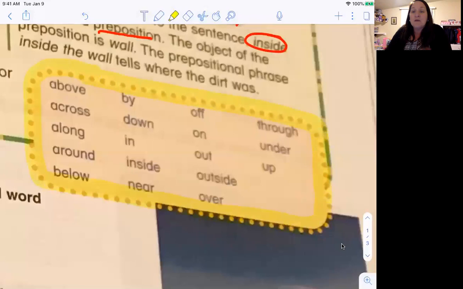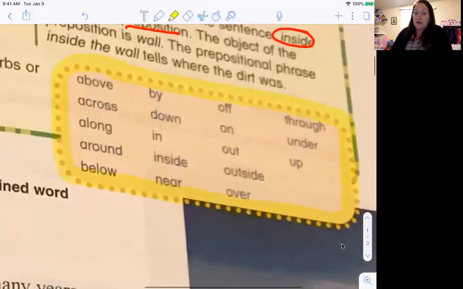But some of the words that can sometimes be an adverb or a preposition are above, across, along, around, below, by, down, in, inside, near, off, on, out, outside, over, through, under, and up. Now, are those the only words that can be prepositions or adverbs? No, but those are the most common ones.